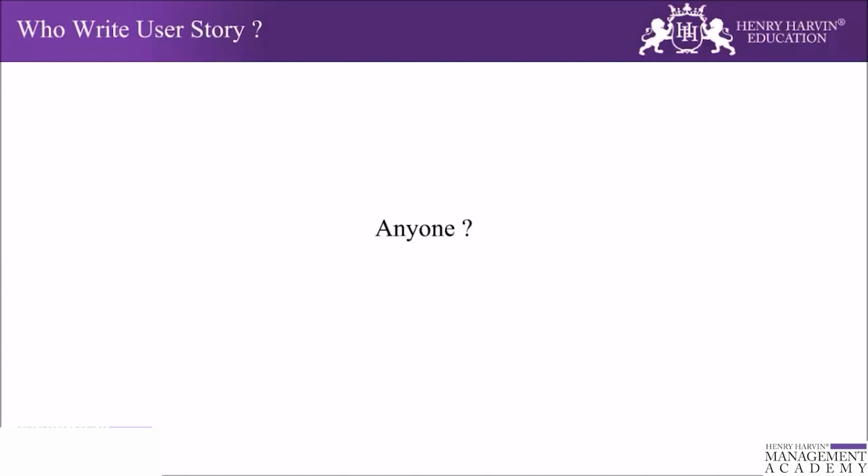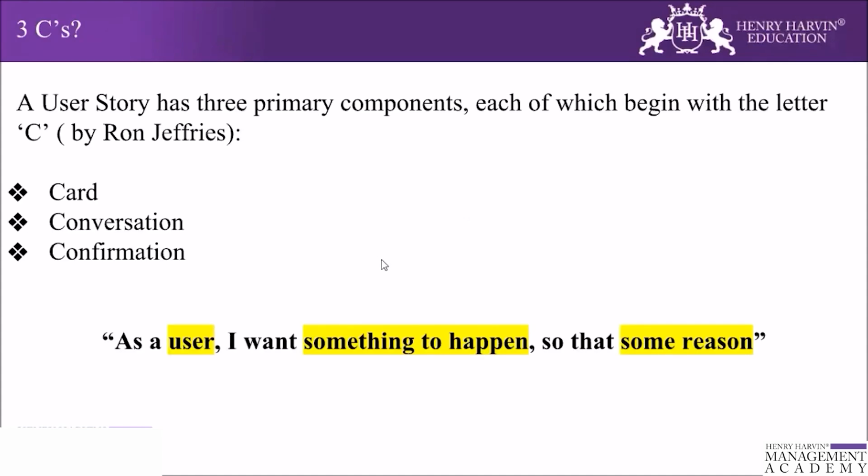If we go further, let's see first the card and conversation discussion, because a user story has primarily three components, each of which begins with the letter C. So it is sometimes also known as the three C's, which is card, conversation, and confirmation. And this terminology, the three C's, was given by Ron Jeffries. So this is the important format of the user story.